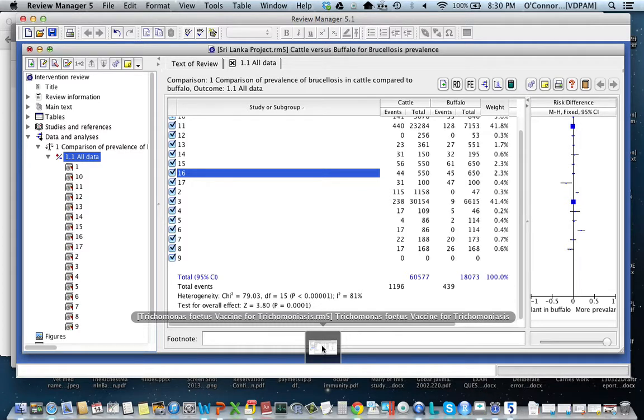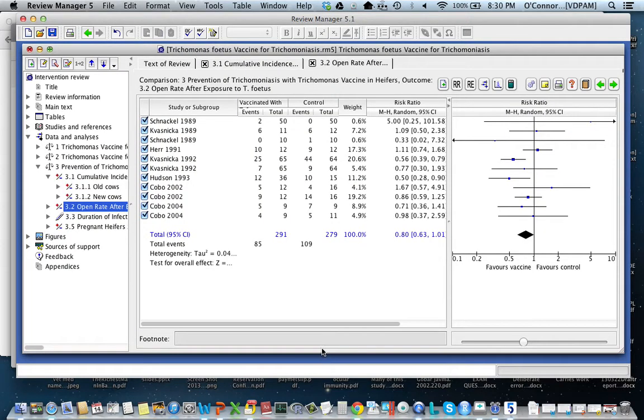Now I'm going to show you an example where there isn't evidence of heterogeneity, and we can calculate a summary effect. This is a different data set, and it relates to a publication that we already have, where we're looking at a vaccine for trichomonas. So in this example, what I have is the same arrangement I had before. This is the interface that we were looking at before.